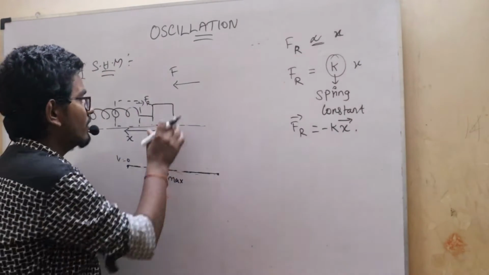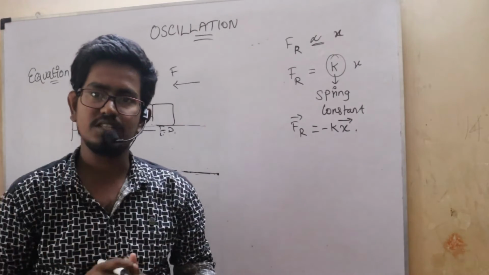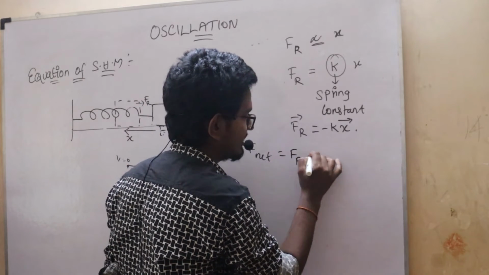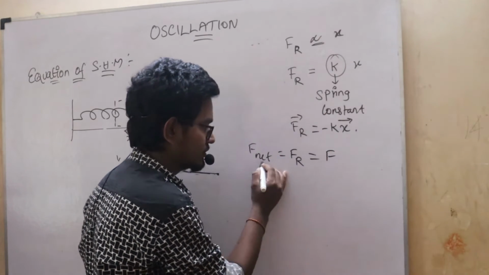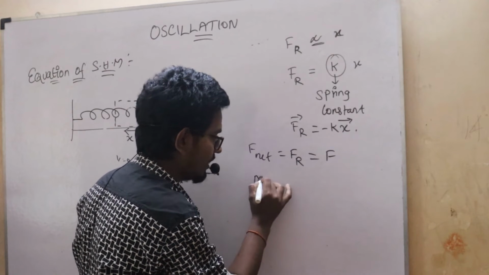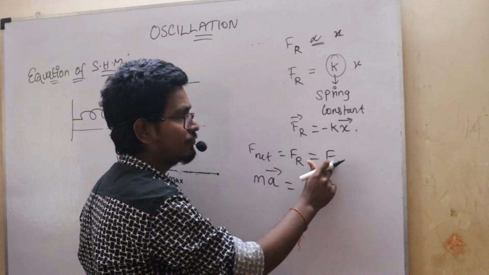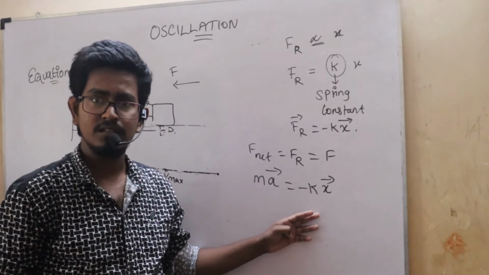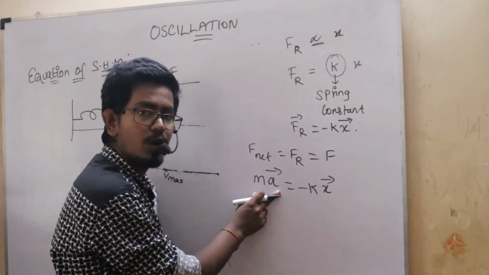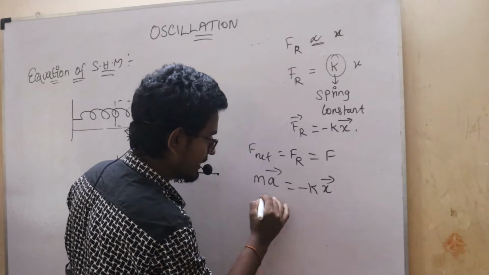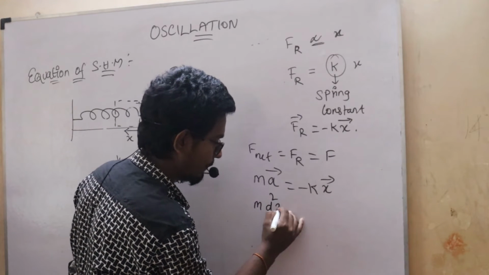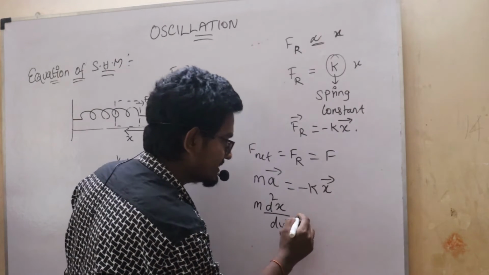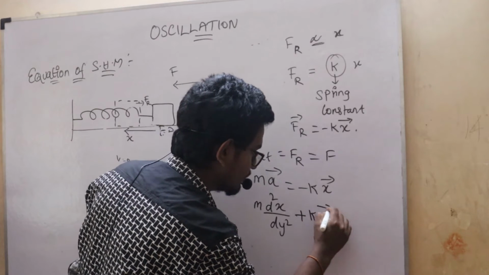So how many forces are acting here? Only one force is acting here. So what is the net force here? Net force is equal to the restoring force, and that is nothing but F. And what can I write for the force? Force formula is mass into acceleration, equal to minus K x. Right? Okay. So instead of a, what can I write? m d square x upon dt square plus K x is equal to 0.